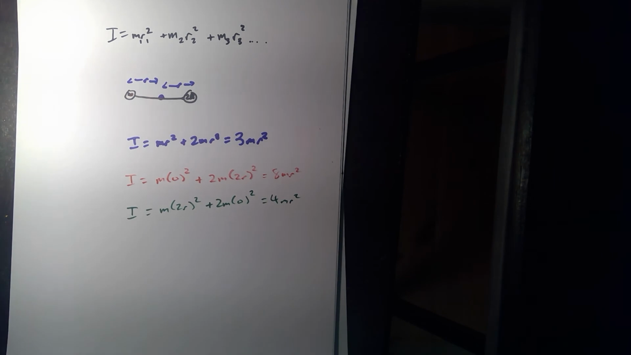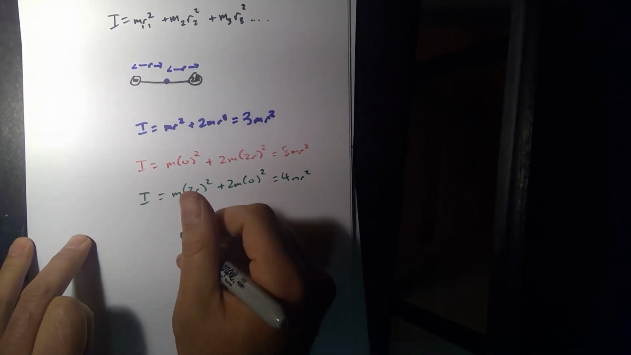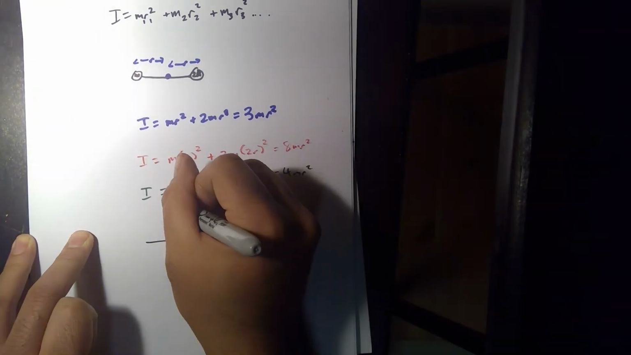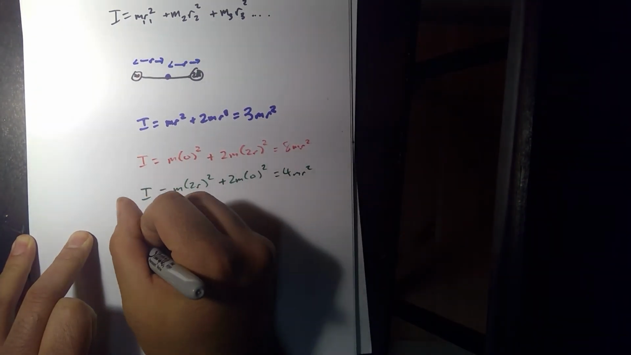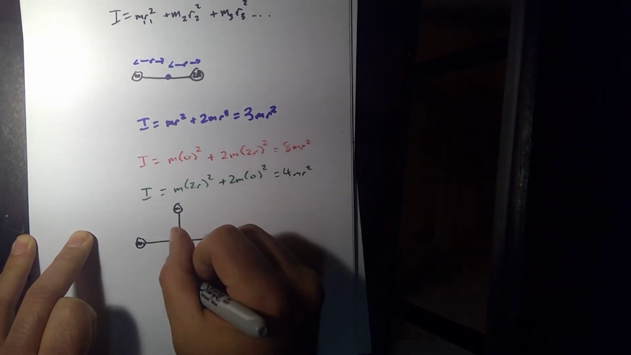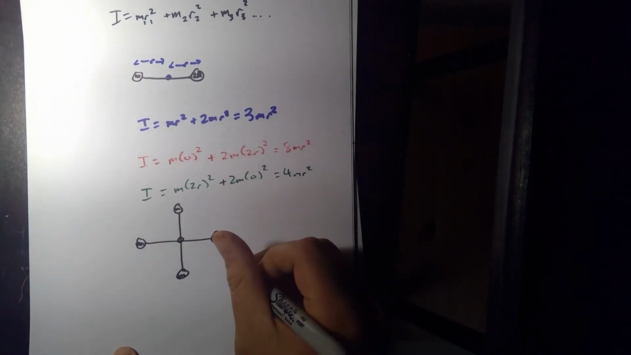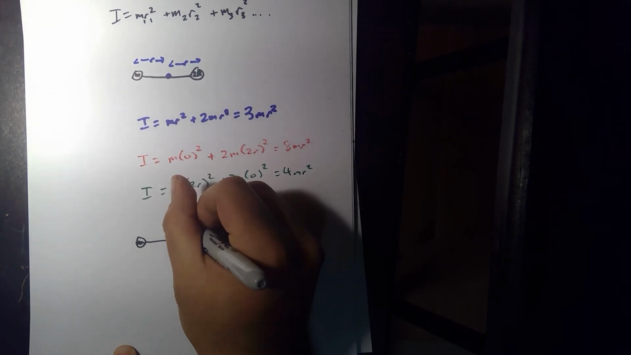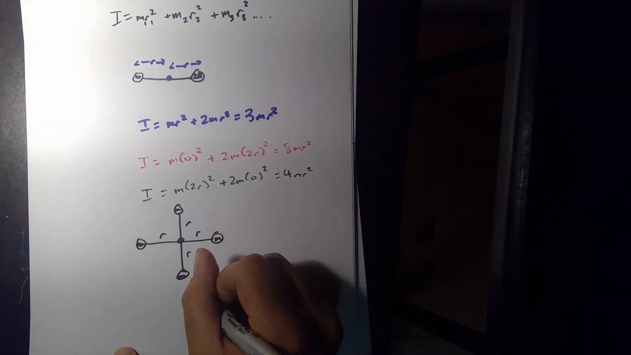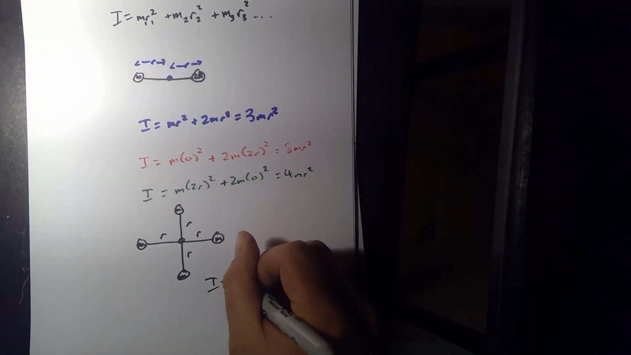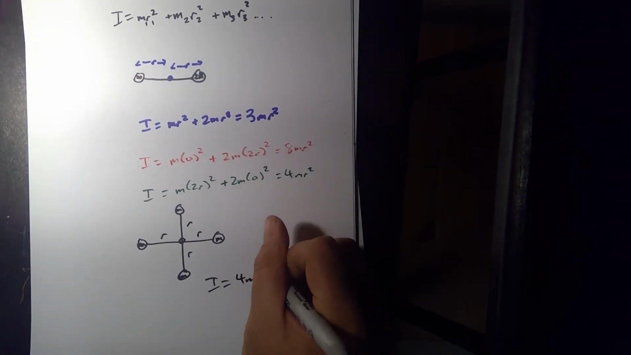Now, what I've given you here are linear objects, but they don't have to be linear. You can easily do an object like this, and you don't have to worry about direction here. You have to worry about distance from the pivot point. Basically, if we make this one a pivot point, you sum them up, we call this R, R, R, R. This would be an I of mr squared plus mr squared plus mr squared plus mr squared, 4mr squared.